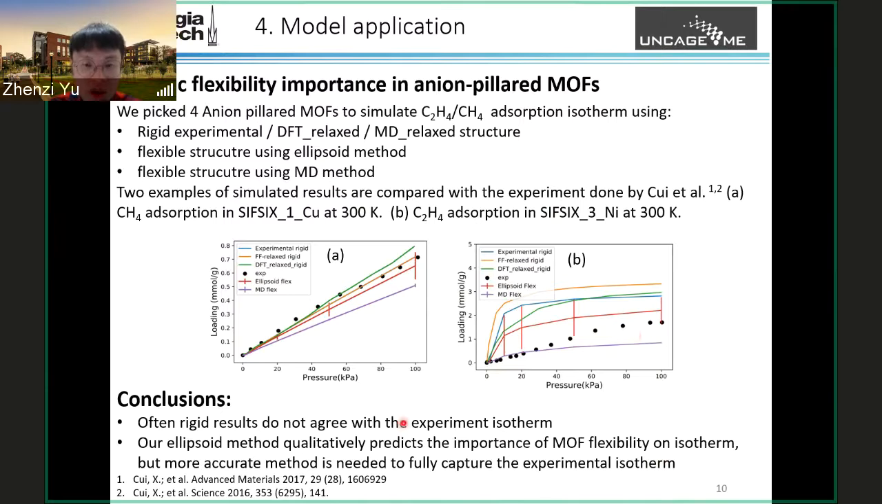So the main takeaway from this slide is, first, often rigid results do not agree with experimental isotherms. Second, our ellipsoid method qualitatively predicts the importance of more flexibility on isotherms, but a more accurate method is needed to fully capture the experimental isotherm.